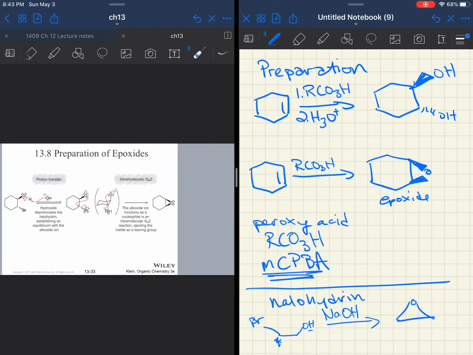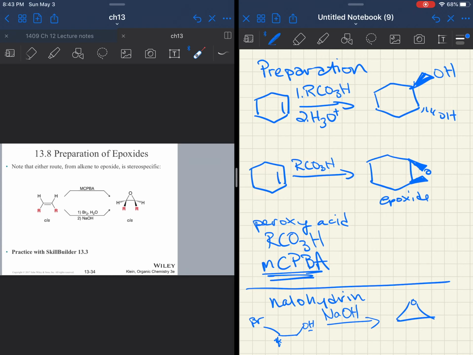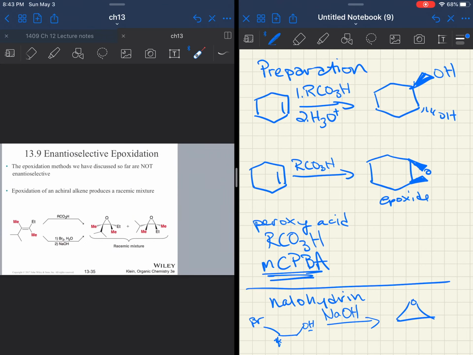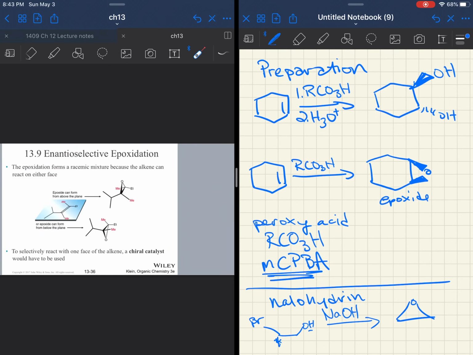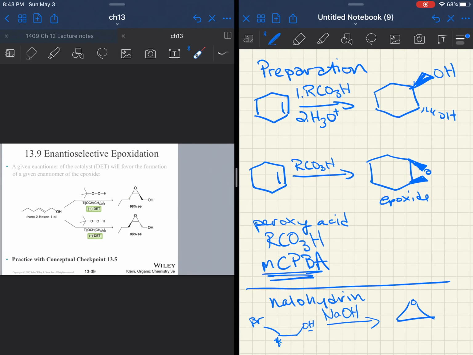This mechanism is exactly what we did before. Deprotonation, SN2 attack. We have a ring at the end. So you have two ways to go from a double bond to an epoxide. You can use mCPBA, a peroxy acid, or you can make a halohydrin and then treat it with a base. As far as enantioselective epoxidation goes, you can skip this whole section. I am not going to ask you about section 9.